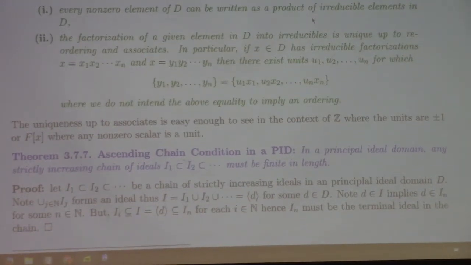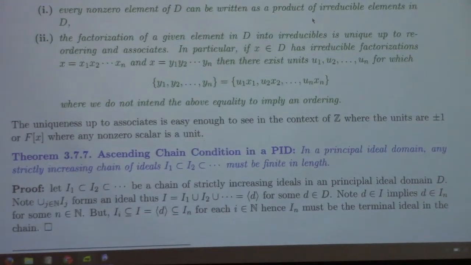All right. So there's two very important definitions I'm sharing with you guys today, and this one, at least, I think I have the proper language for here. Unique factorization domain. So let D be an integral domain. D is a unique factorization domain if every non-zero element of D can be written as a product of irreducible elements in D, of course. And if the factorization of a given element of D into irreducibles is unique up to reordering and associates.